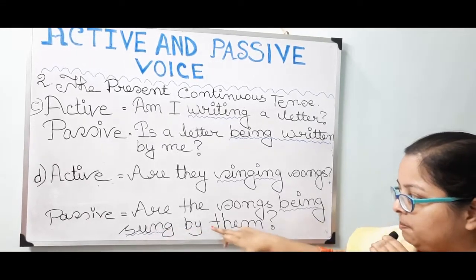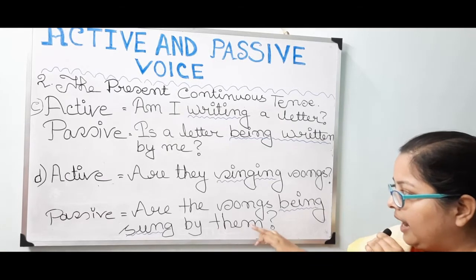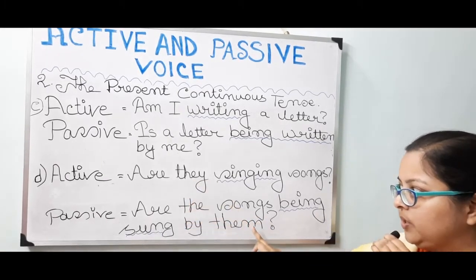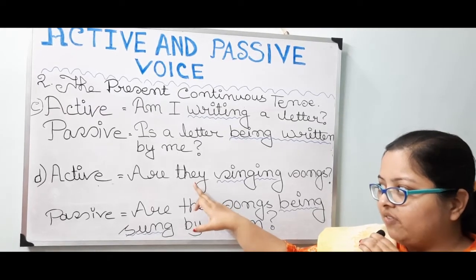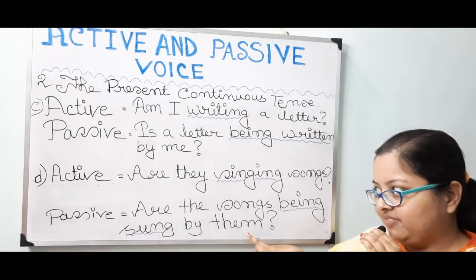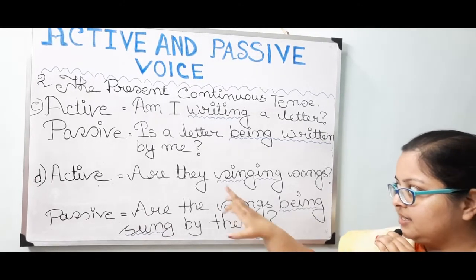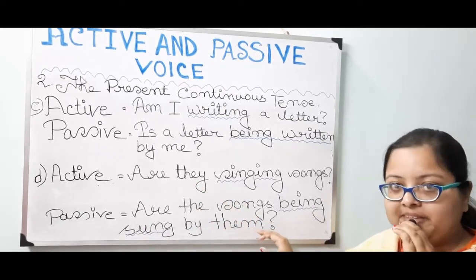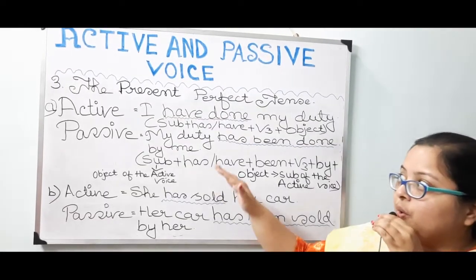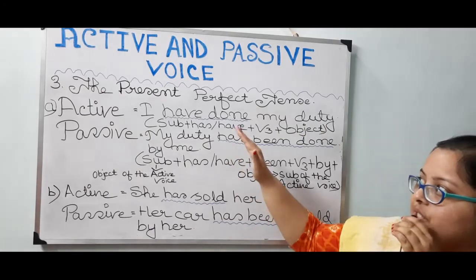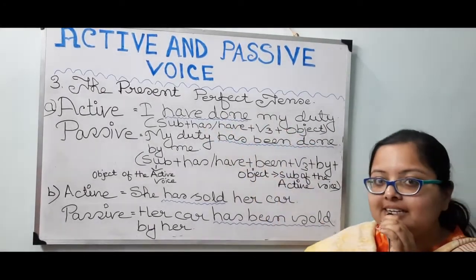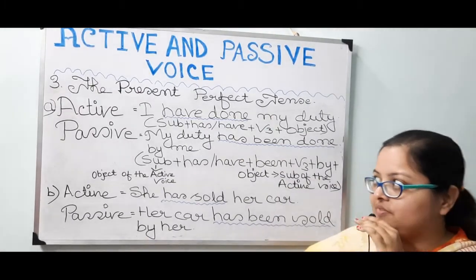Then by, according to the rule, then they is turning to them. The subject of the active voice is going into the place of the object of the passive voice, and it is turning to them from they. Then question mark. Next, going to look at a sentence which is in the present perfect tense and it is getting changed from active to passive.